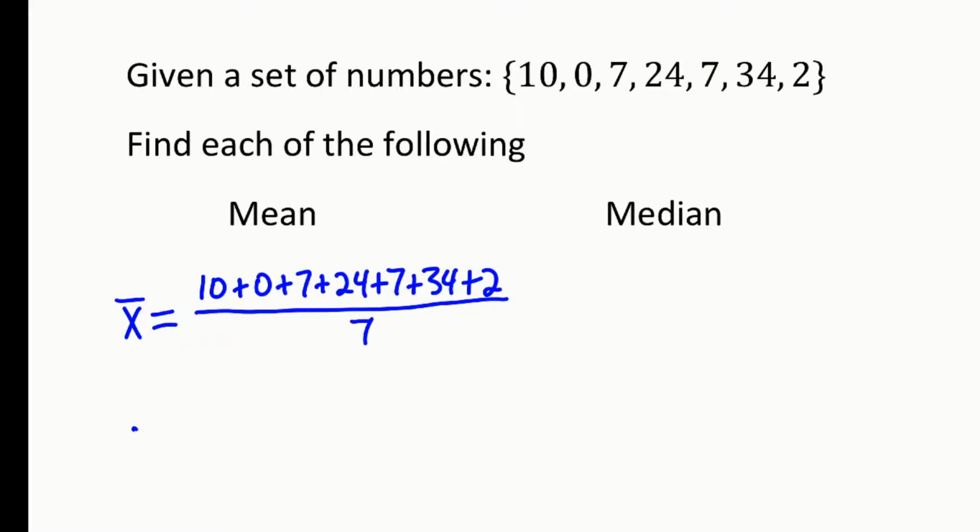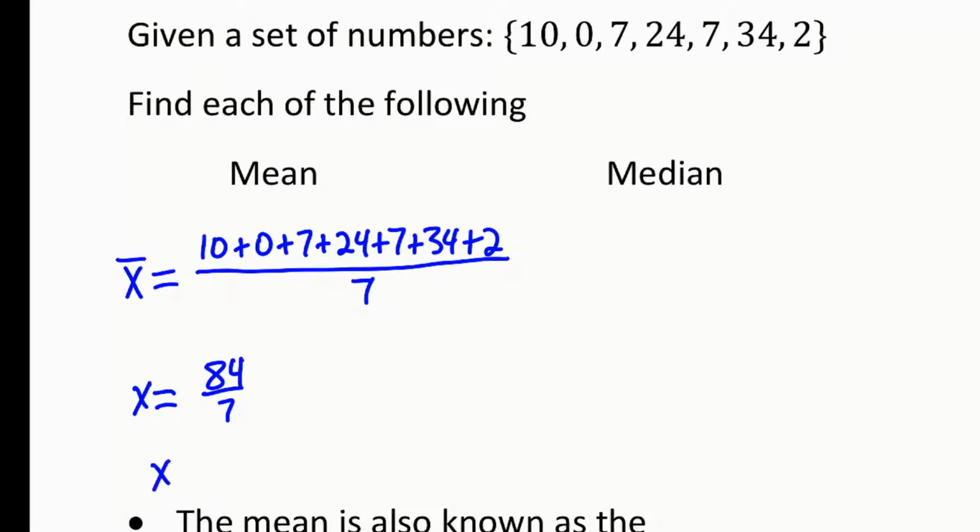When we add all those together, the result is 84, and we still have divided by 7. When we divide 84 by 7, we get 12. Whoops, that should be X bar. So the mean here is 12. The average of those numbers is 12.